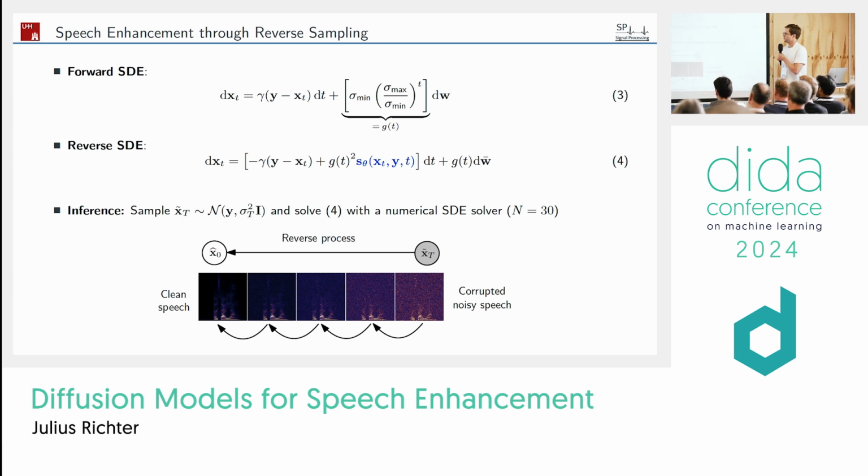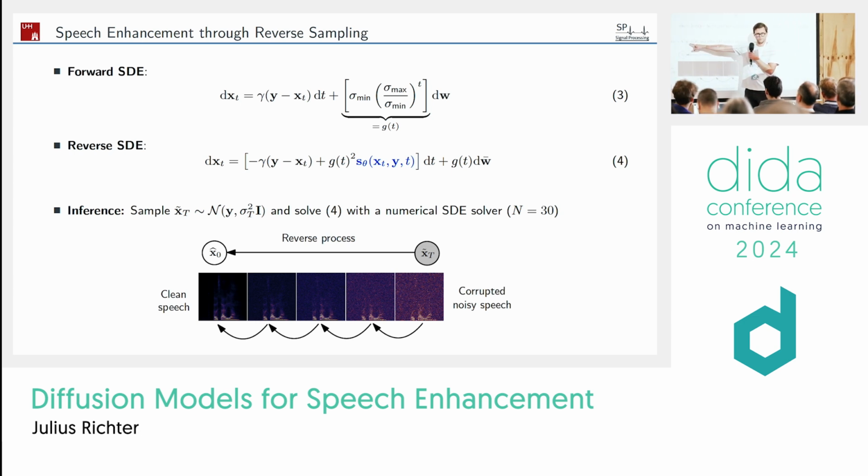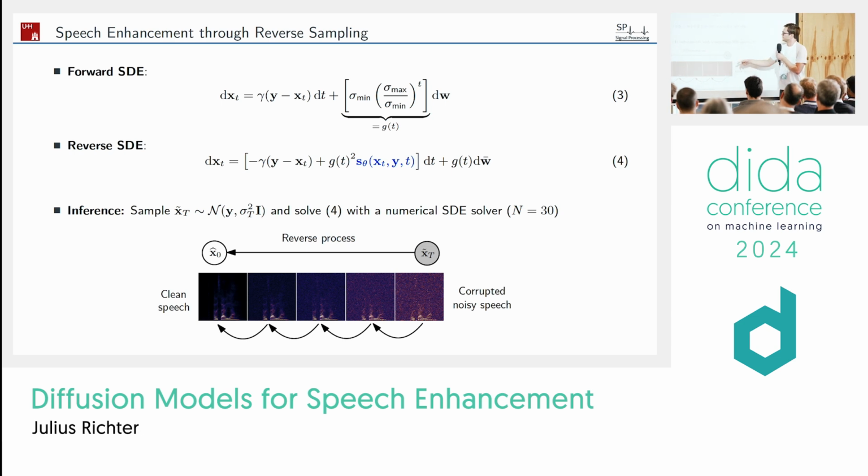And then to perform speech enhancement, we basically sample the first step, which is now centered around y. So we have y as an input, right? Like y is noisy speech. And then we solve this reverse SDE with a numerical SDE solver. And in our case, we take some kind of Euler-Maruyama solver. And then for 30 steps, we end up with a clean speech.